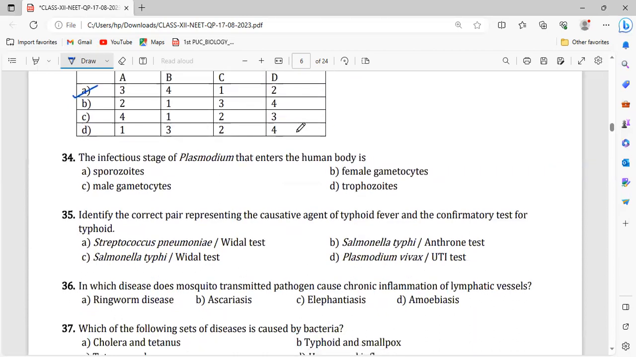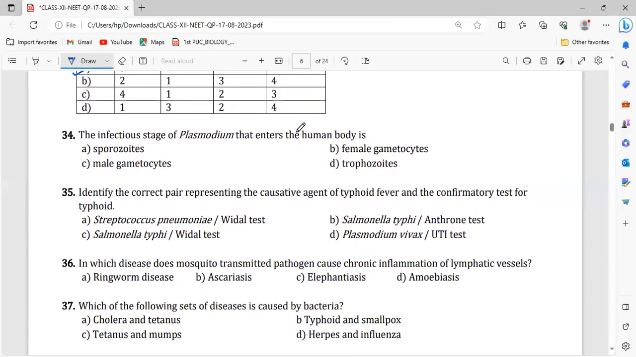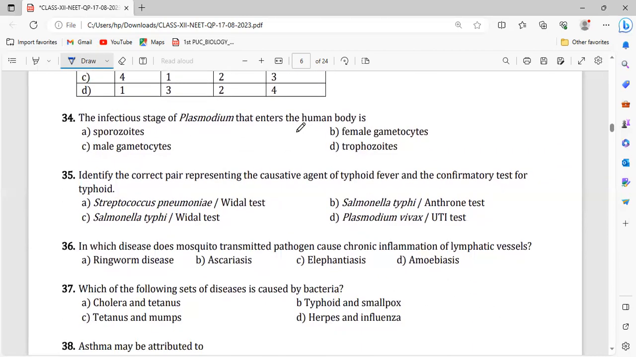Then question 34. Infectious stage of Plasmodium that enters the human body. It is the sporozoite stage which will enter the human body when the female Anopheles mosquito bites, released from its salivary glands.